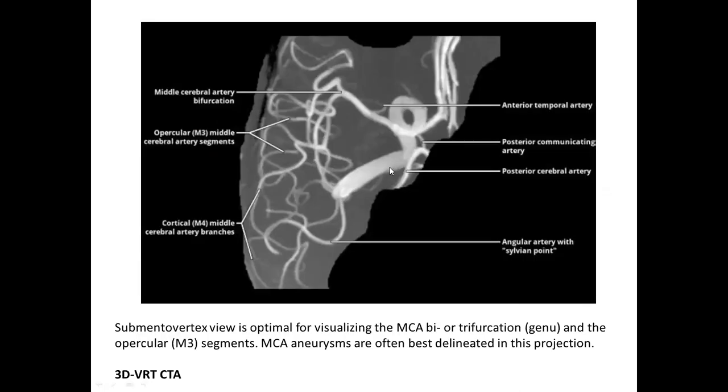CT angio, segmental vertex view, showing the bifurcation of the left MCA. This is the anterior temporal artery, bifurcation of the right middle cerebral artery, opercular branch, and cortical branches.